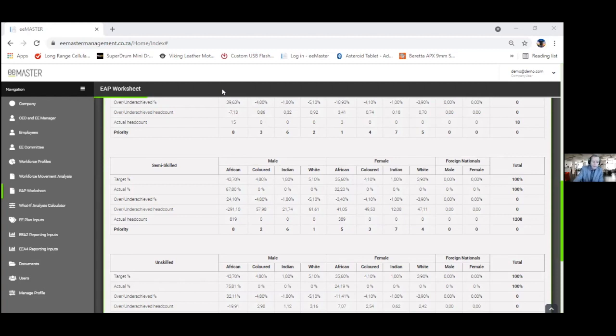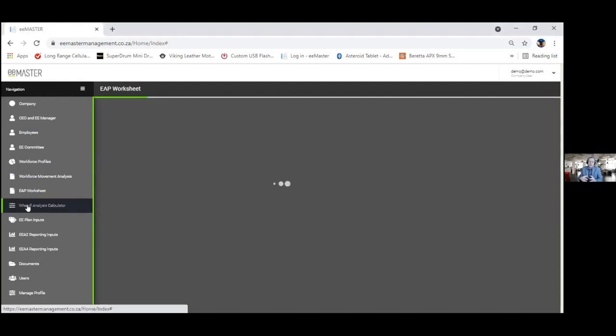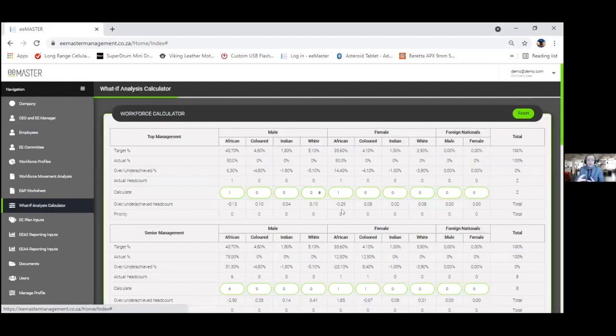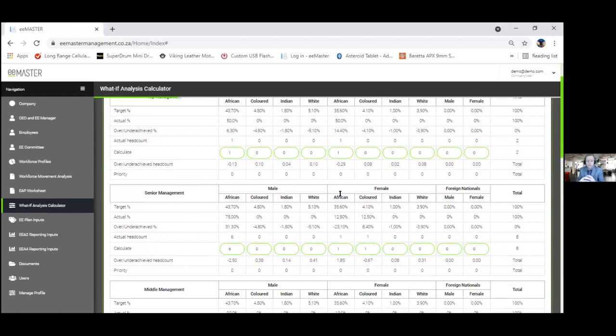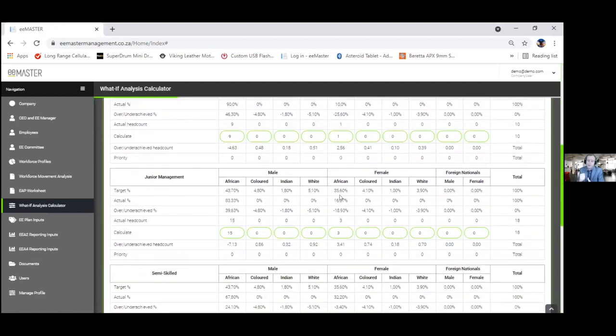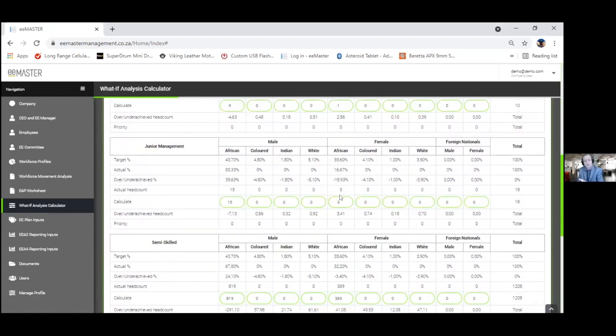But if you can click for me on the what-if calculator, I just want to show the delegates here. In other words, each and every time before you recruit or promote, you will need to do this exercise. Please, ladies and gents, we've seen it in more than 70 DEL reviews last year. The DEL inspectors are hammering companies on EAP targets, targets, targets, priorities, priorities, priorities.